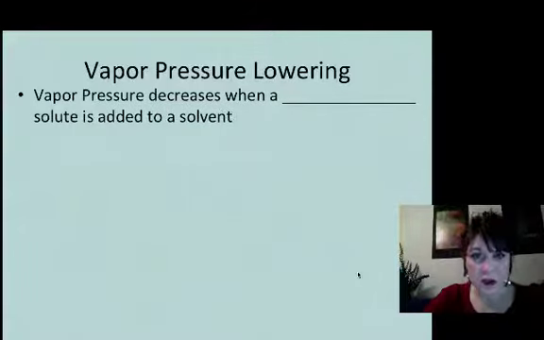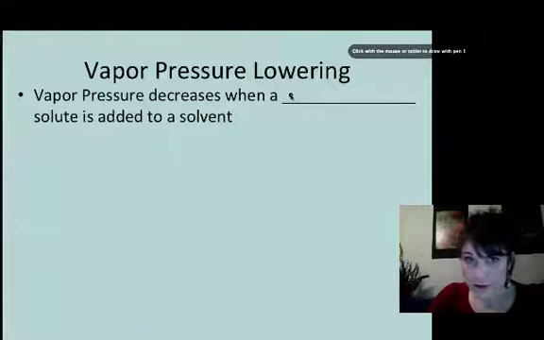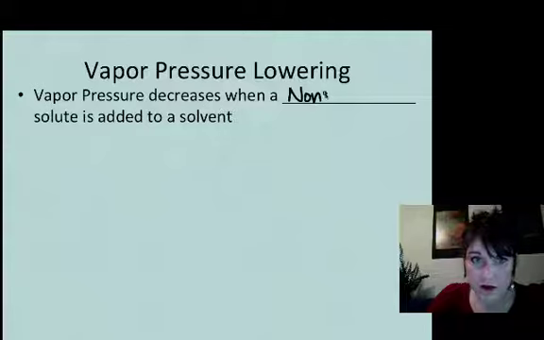So in vapor pressure lowering, the vapor pressure decreases when a non-volatile solute is added to a solvent.